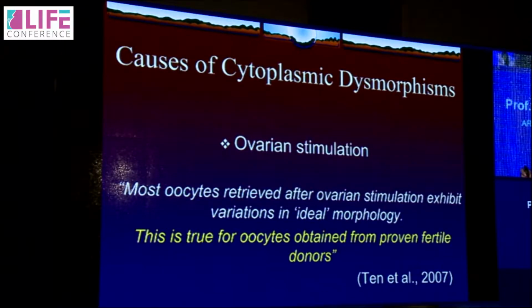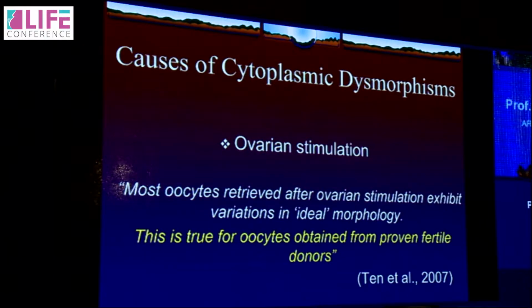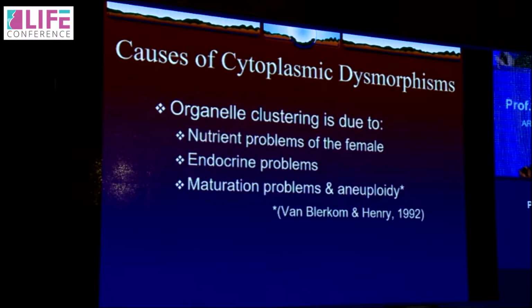So what causes cytoplasmic granularity? Well, granularity is a normal feature of oocytes, but we know that ovarian stimulation can lead to changes in granularity. Ten said in 2007 that most oocytes retrieved after ovarian stimulation exhibit variations in ideal morphology, and this is true from oocyte donors. So we know we get a plethora of oocytes due to ovarian stimulation. The organelles cluster, why do they cluster? It could be due to nutritional problems within the female, it could be due to inherent endocrine problems, and it could be due to maturation problems and aneuploidy.